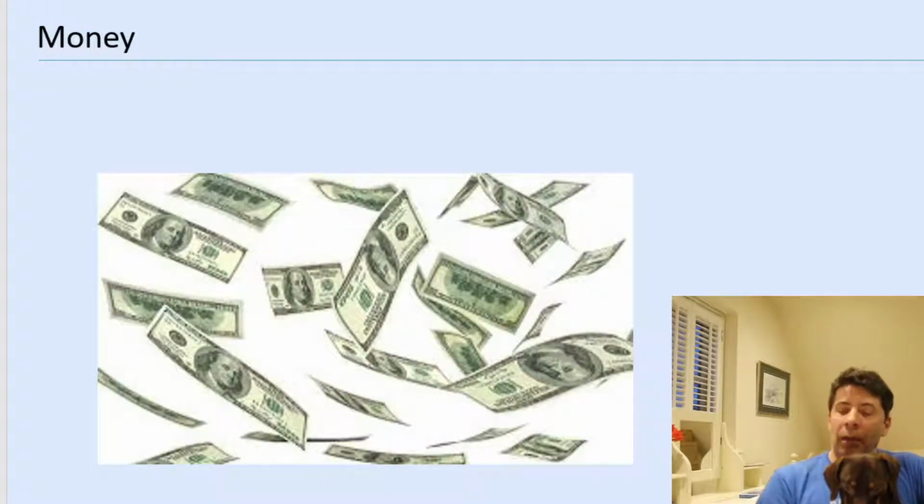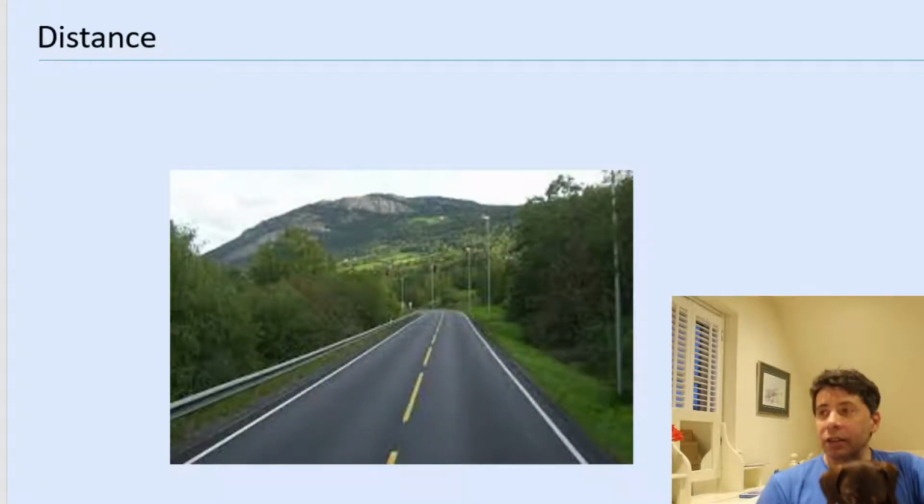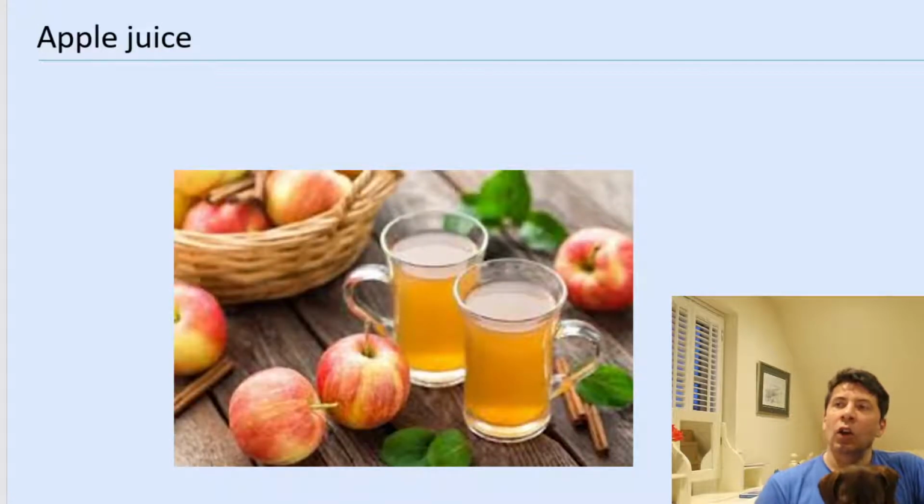It's useful when talking about money, about time, about distance, as in we're 3/4 of the way there, about pies, or apple juice. Oh no, Mum, my brother drank half the apple juice and Dad drank the other third, so all that's left is 1/6 for me. I got that right.